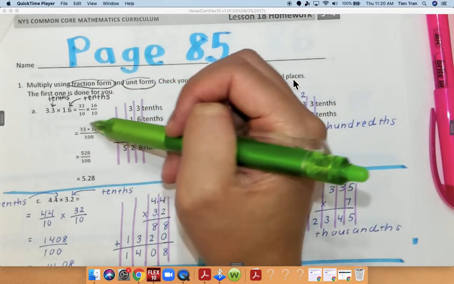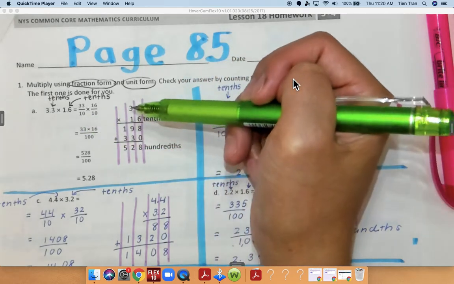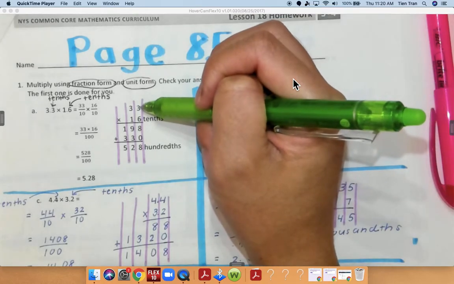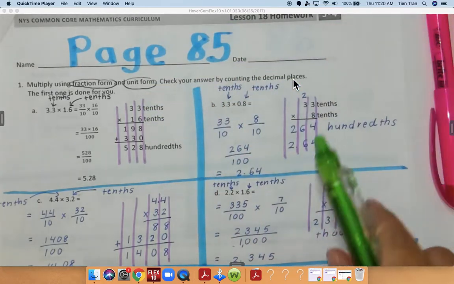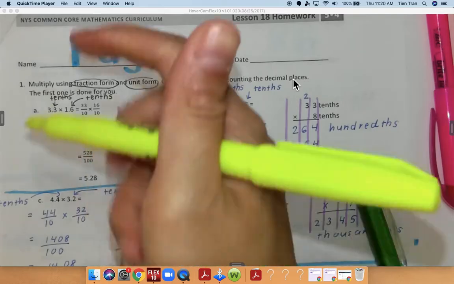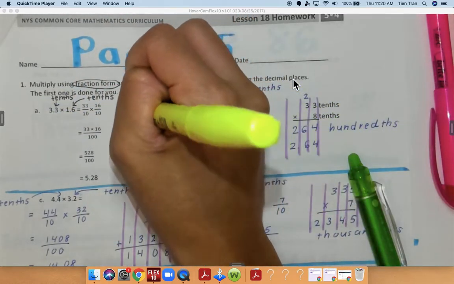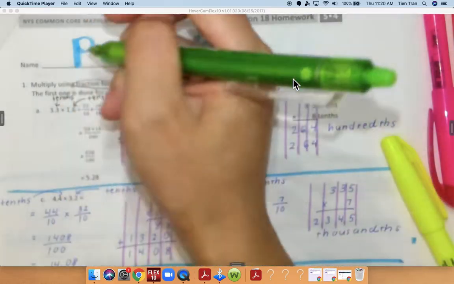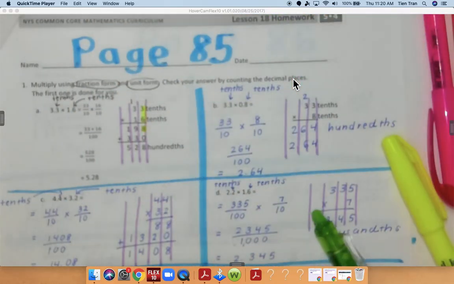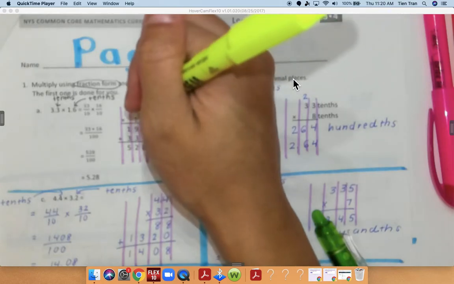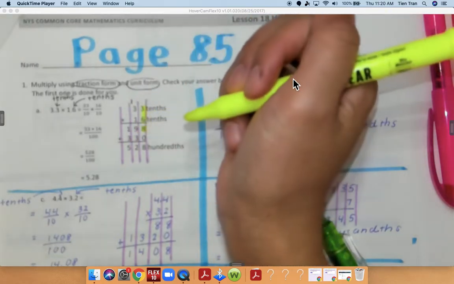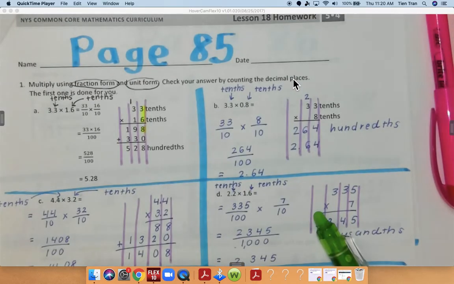Now we're going to multiply 33 times 16 together in order to get our answer. So first I'm going to multiply 3 times 6, and I get 18. Don't forget to carry the 1. And then when I multiply 3 times 6, I also get 18 and I add 1, which gives me 19. So I have 198 in the first row.